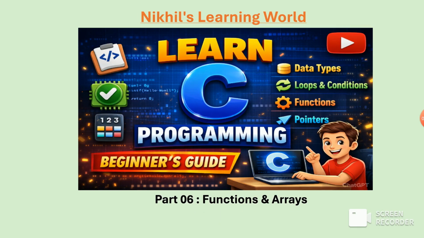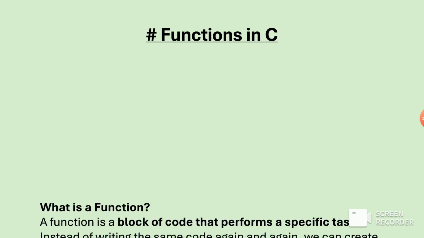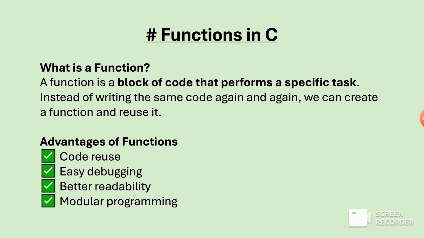In the first part we are covering functions in C programming. So what is a function? A function is a block of code that performs a specific task. Whenever we write a program, we write the code that performs a specific task into a function. Instead of writing the same code again and again, we can create a function and reuse it throughout the project.